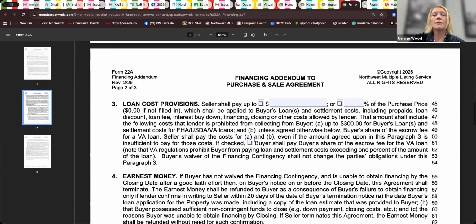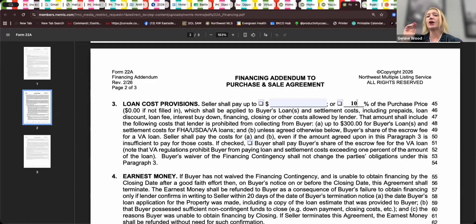Okay. Page 2, paragraph 3, loan cost provisions. The seller shall pay up to, notice the words up to, X dollars or X percentage. This means the seller is going to pay the buyer's closing costs in whichever format, sale price or percentage. If you put in here 10% and you didn't check with the lender how much the buyer can actually get, then if the buyer can only get 3%, the other 7% goes back to the seller. The buyer doesn't get it, okay?